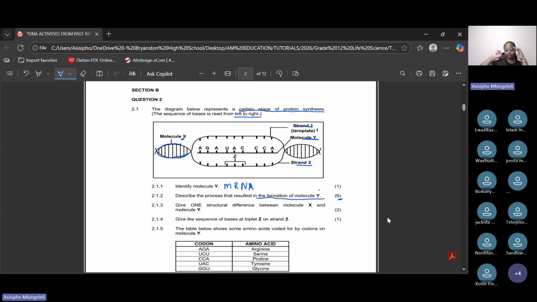Okay, let's start from the first line. Give me your first line. The DNA double helix unwinds. 1 mark. The second one? The DNA strands unzip, hydrogen bonds break. Okay, so you tell me what you think will come first. Do you think the molecule will unzip first and then the bonds break? Or do you think the bonds will break, resulting in the molecule unzipping? The bonds will break, resulting in the molecule unzipping.